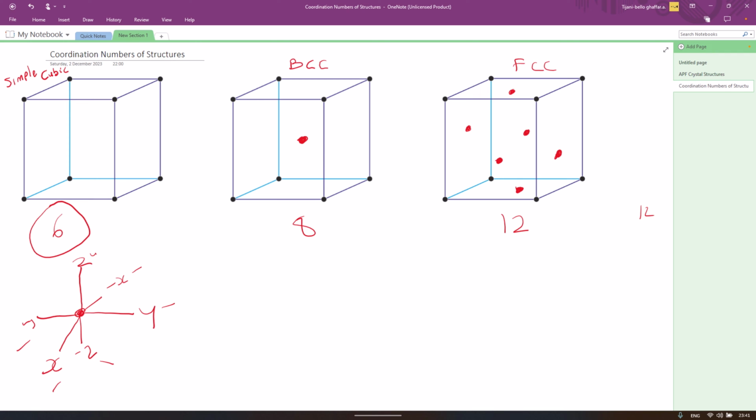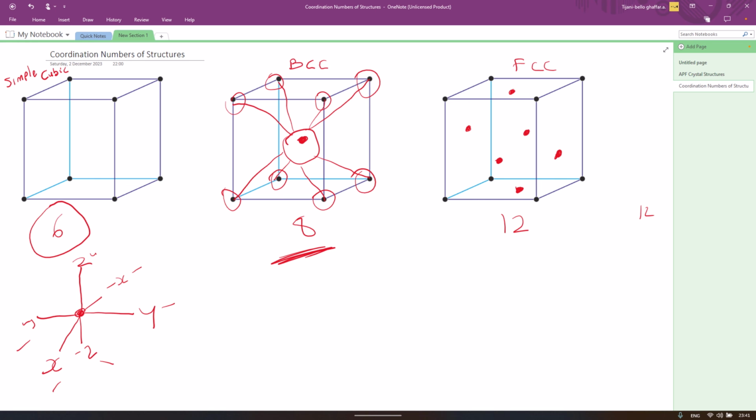Now for BCC, we derive it by this atom in the center, which is pointing straight to each lattice point in the box. So as we see, if we would count, we have 1, 2, 3, 4, 5, 6, 7, 8. So that is why we have 8 coordination number for the BCC.